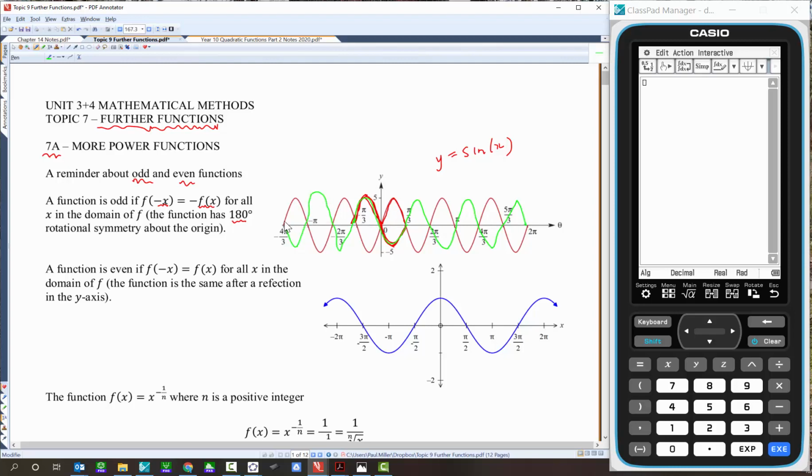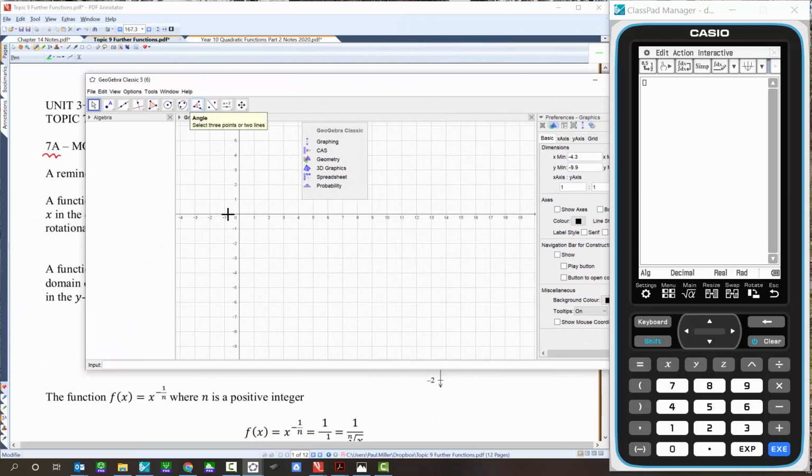If you note the relationship between the green function and the red function, the green function is simply a reflection of the red function in the x-axis. So we can conclude here that y equals sine x is odd, because when it's reflected in the y-axis, it yields the same result as reflecting in the x-axis. The second one is a different test that you can do. You can do one or both of these to check whether a function is odd or not.